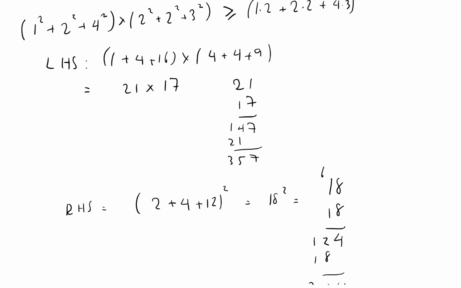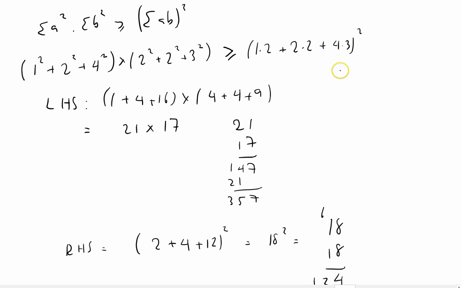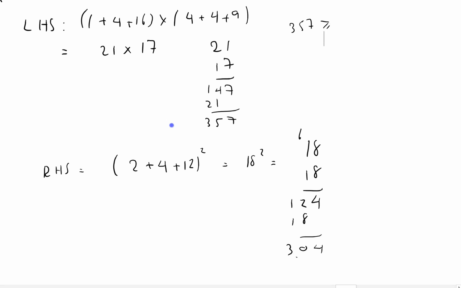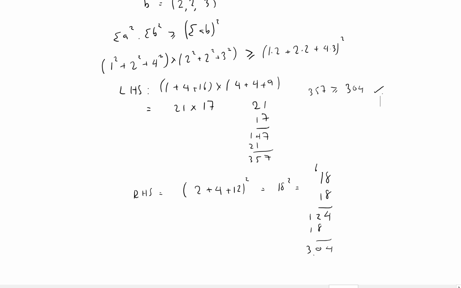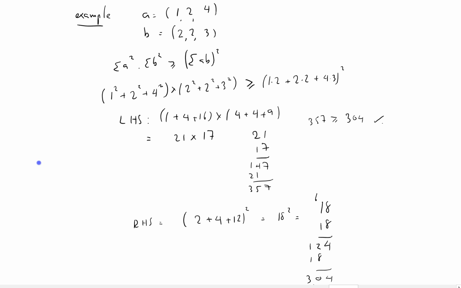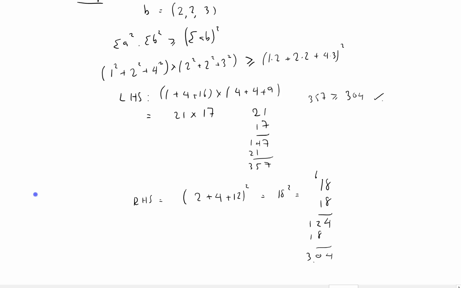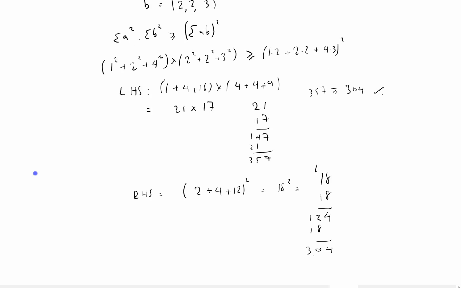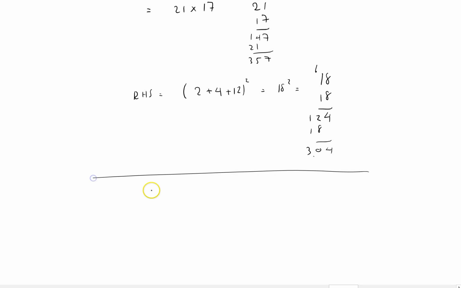So this is giving us the information that 357, which is the left hand side, is greater than or equal to the right hand side, which it is. Of course, that's not a proof. That's far short of being a proof, but it's just showing us that it does seem to work. So let's have a look at a proof of this statement.